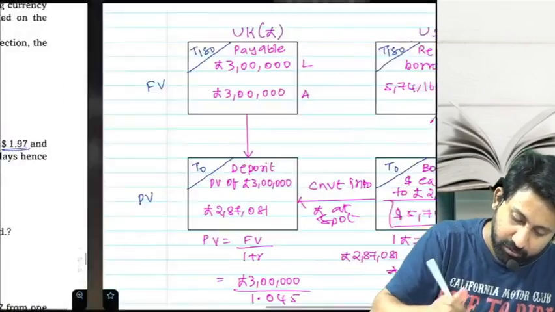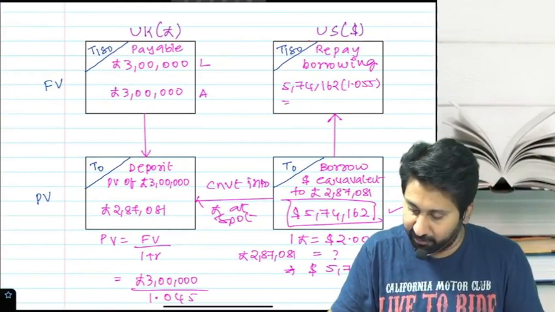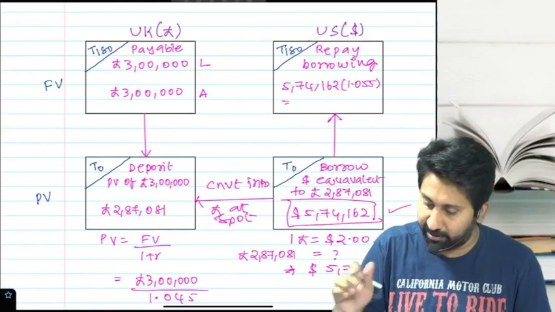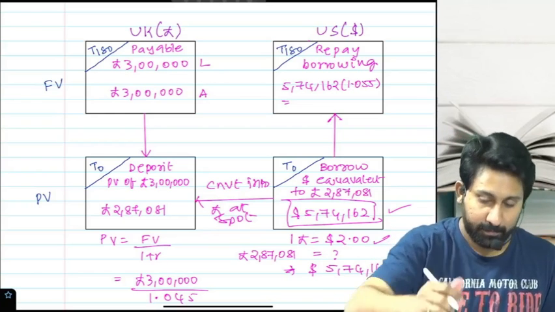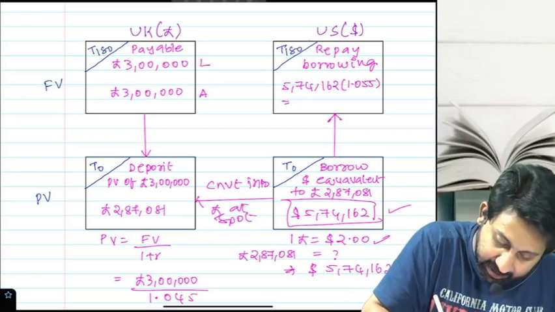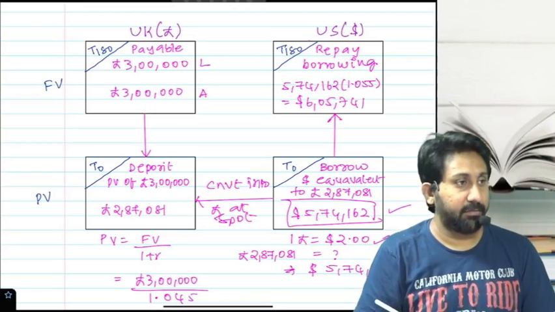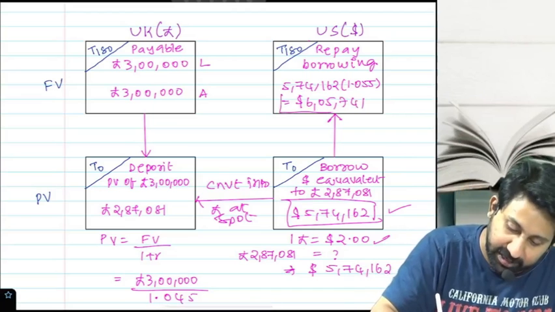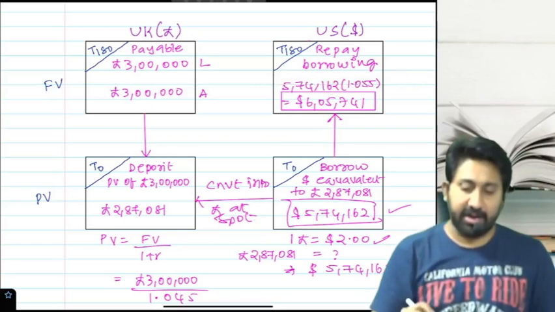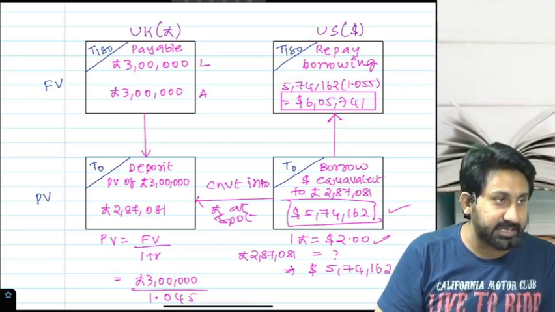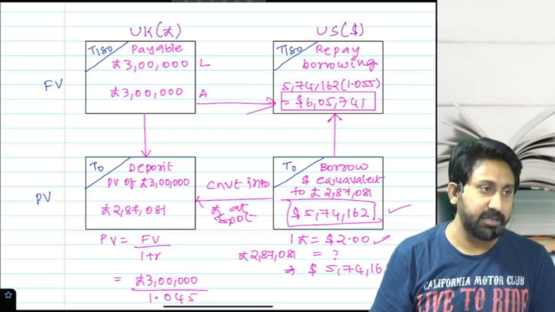So 574,162 into 1.055. How much? So you will pay an amount equal to 605,741. This 605,741 is the net payment you are going to make after 180 days. If you use money market hedging, technically for 3 lakh pounds you spend that much amount.